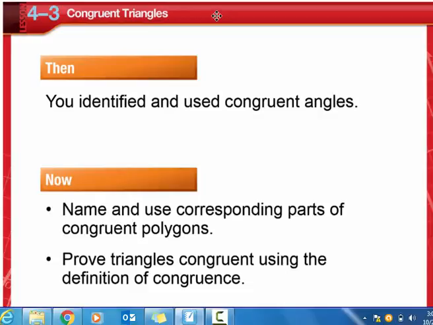All right, today's lesson is lesson 4.3, congruent triangles. We just finished a previous lesson, 4.2, talking about congruent angles using the triangle sum theorem and the exterior angle theorem. Today we're going to use corresponding parts of congruent polygons, and we're going to prove that triangles are congruent using the definition of congruence.